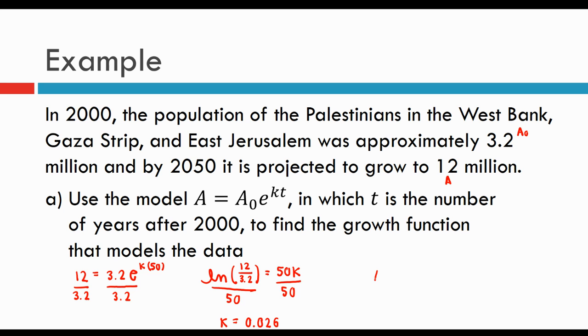So then what's the model? Well, it's going to be that A equals, we'll start with the 3.2 million, and it's e raised to the 0.026t power. There is my model.